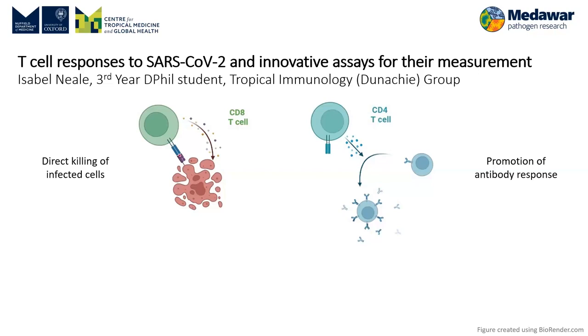I'm also in the tropical immunology group, and my thesis focuses on T cell responses to SARS-CoV-2, causative agent of COVID-19, and innovative assays for their measurement. So in the context of viral infection, T cells play a number of important roles. For example, CD8 T cells can directly kill infected cells, and CD4 T cells can provide help to a range of other immune cells. For example, they'll help B cells to produce antibody responses.